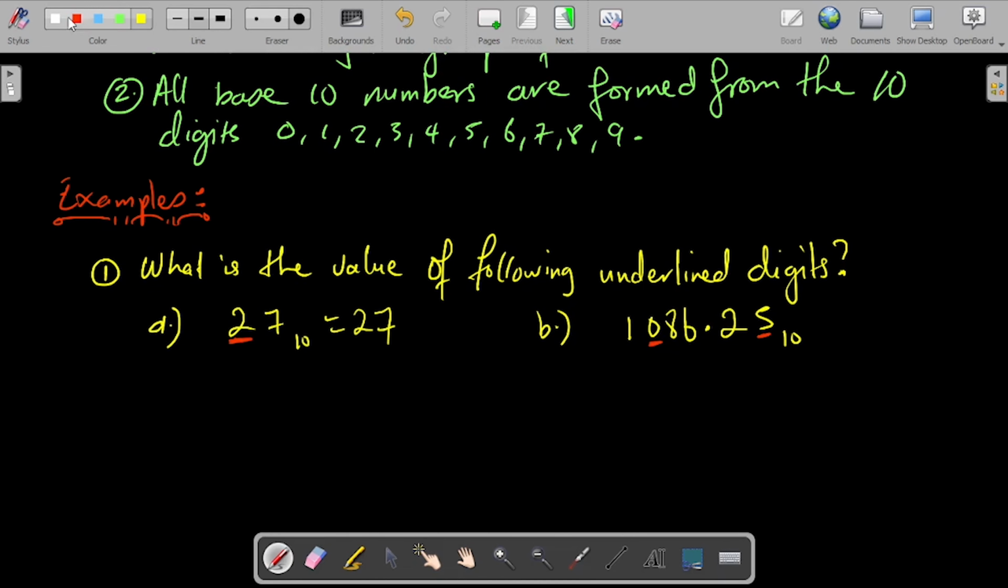Now, first of all, let's identify the place values. So the 7 is in the units place, and since that is base 10, that would be 10 to the power of 0, because 10 to the power of 0 would be 1. And the 2 is in the tens place, that's 10 to the power of 1, because 10 to the power of 1 is 10. The total value of the 2 would be 2, which is the face value, times 10 to the power of 1, which is the place value.